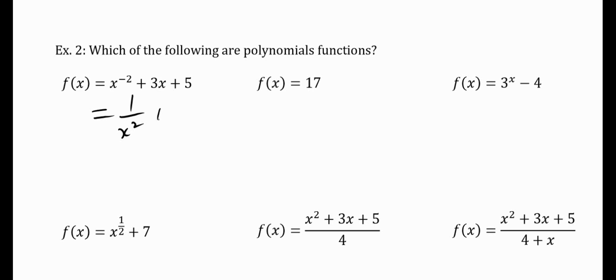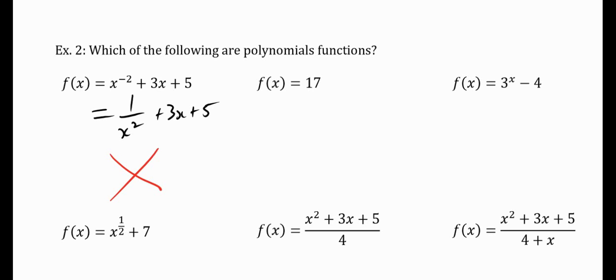So this is not a polynomial function. I'm going to put a big X. Nope. Because polynomial functions have to have positive whole number exponents. So you can't have a rational exponent either. Am I giving something up? Yeah, I just gave up an answer. Whoops. We'll talk about that when we get there. Okay, so the first one is not a polynomial function.